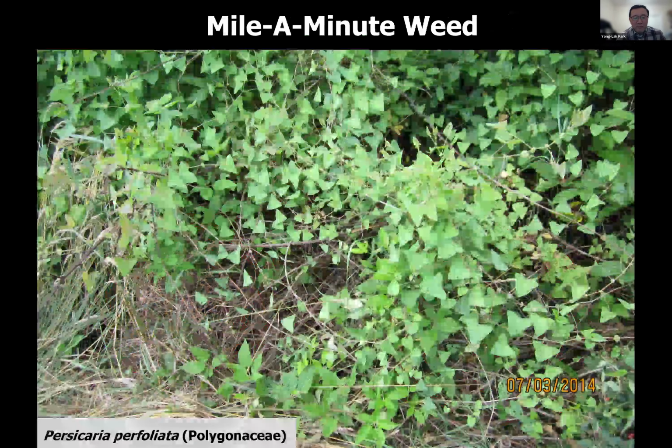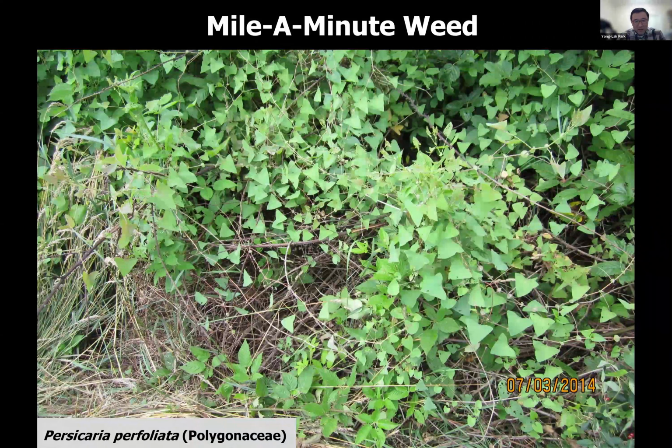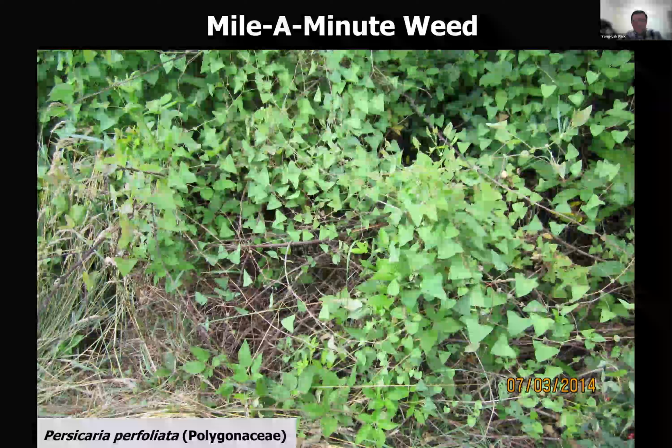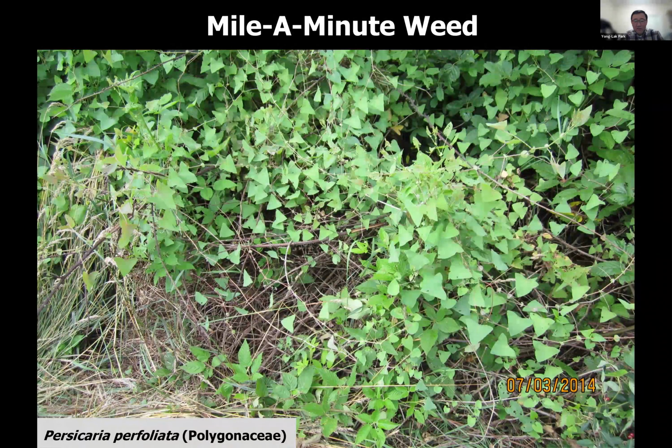So let's talk about mile-a-minute first. This weed goes a mile a minute, like 60 kilometers per hour. It's a very fast spreading invasive plant. It is a vine, and it can crawl up structures and trees.